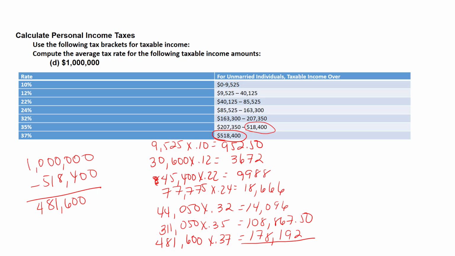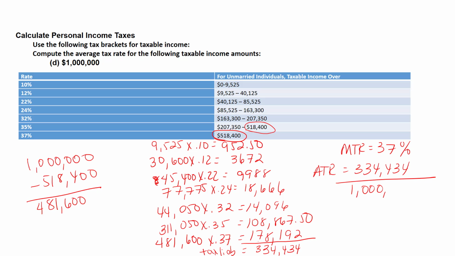So when we add all of these together, our tax liability is going to be equal to $334,434. Our marginal tax rate, of course, is going to be 37% because that's as high as it goes. Anything above what we've made is going to fall in that bracket. Our average tax rate, we're going to take our tax liability and divide it by our taxable income. And we have a 33.44% average tax rate.